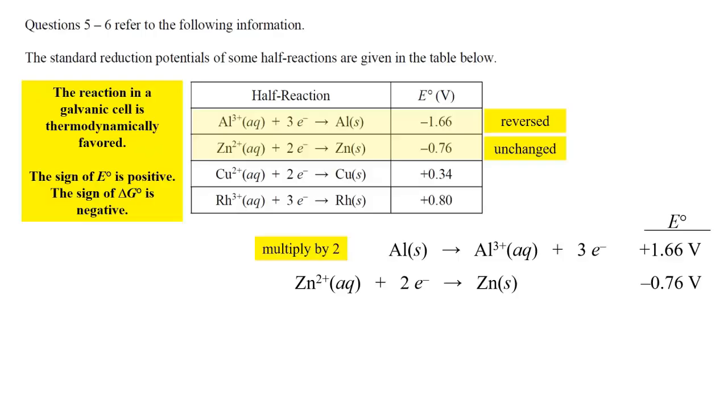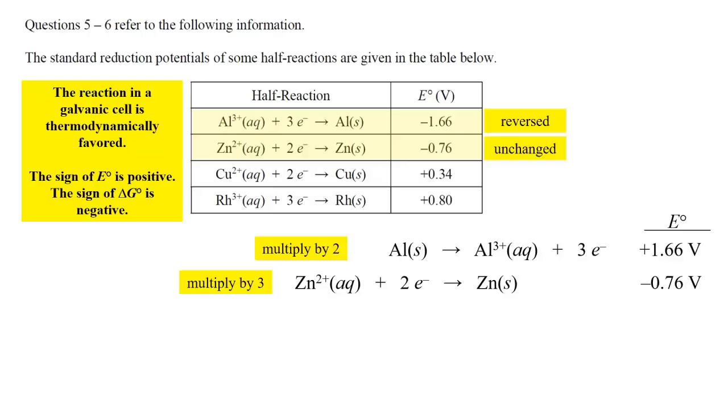The next thing I'm going to do is get my electrons to cancel out. So 2 times 3 is 6. I'm going to multiply the aluminum half reaction by 2 so I can get 6 electrons on the right. And then I will multiply the zinc half reaction by 3 so I can get 6 electrons on the left. But as I mentioned earlier in this video, when we multiply a half reaction by 2 or by 3, we do not change the value of the cell potential. So those values will remain as positive 1.66 volts and negative 0.76 volts when I do these multiplication events.